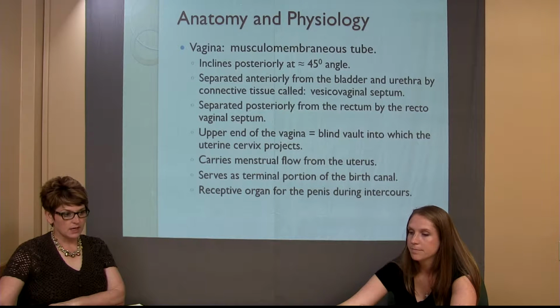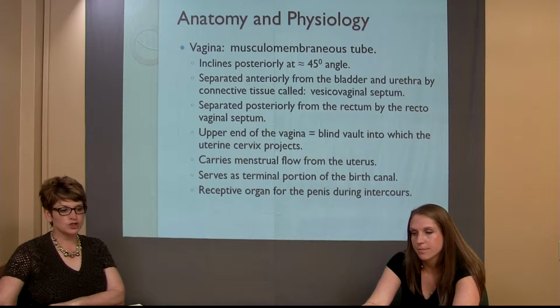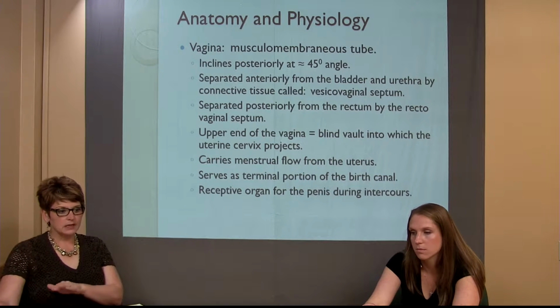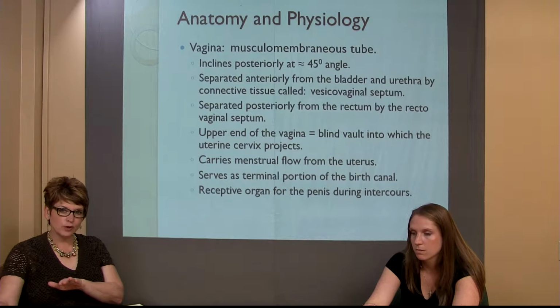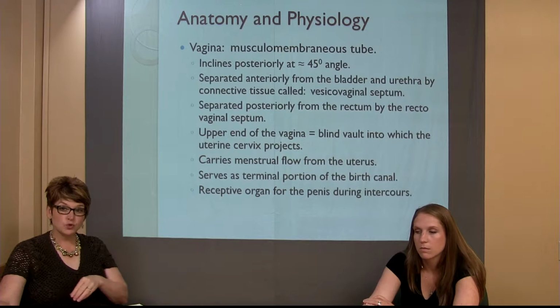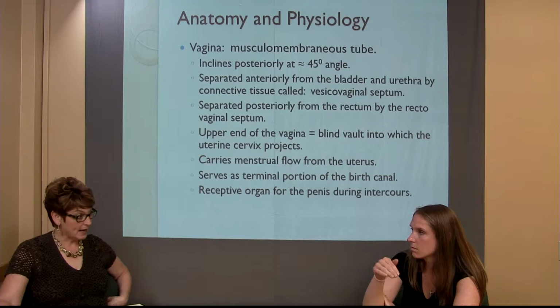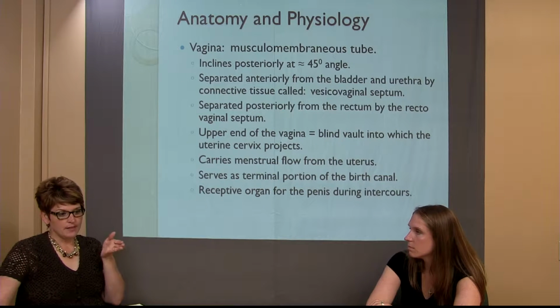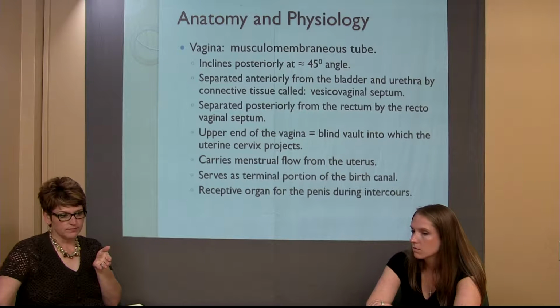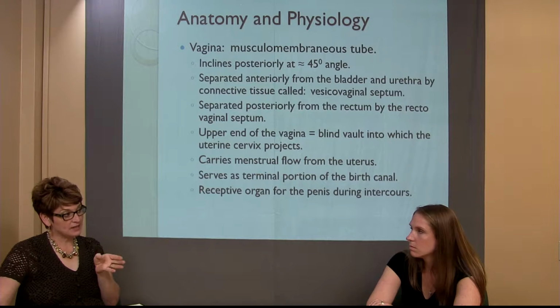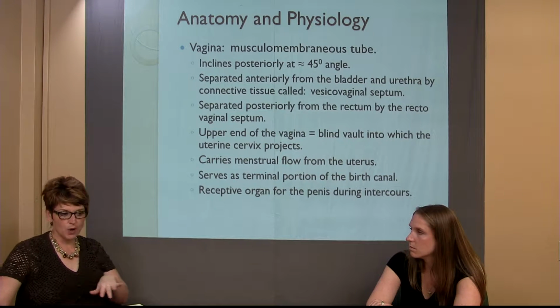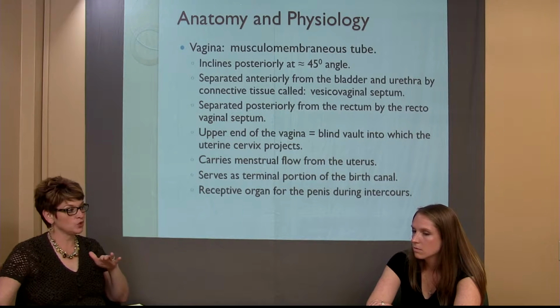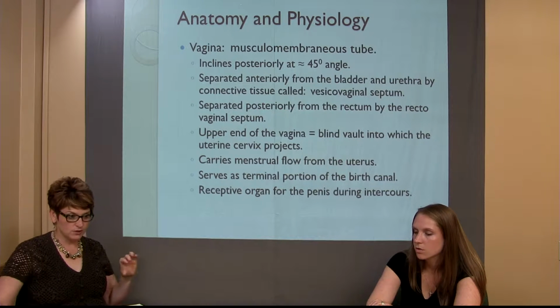The vagina is a musculomembranous tube. It inclines posteriorly at about a 45-degree angle, so sort of toward the small of your back. It is separated anteriorly from the bladder and the urethra by the vesicovaginal septum, and it's separated posteriorly from the rectum by the rectovaginal septum.